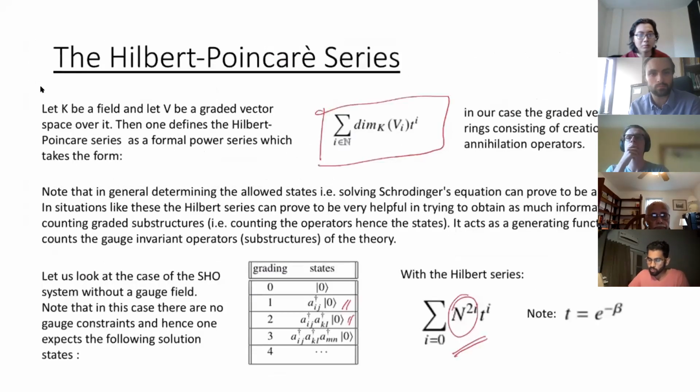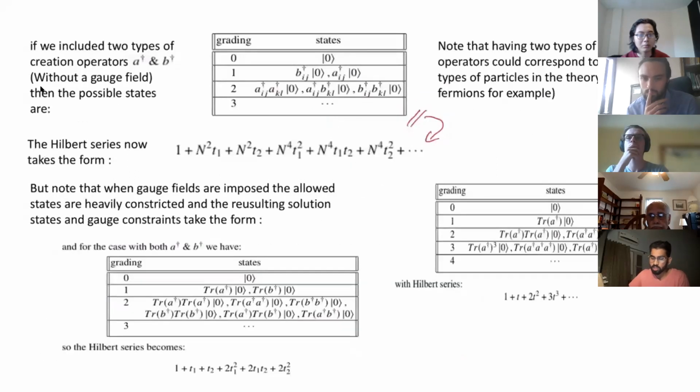So we start off with dimensions going as n to the 2i, but as soon as the gauge constraint is imposed, only traces are possible. There are no longer free indices i, j. So you immediately note how the dimension reduces to 1, 2, and 3 from n to the 2i. We can see a heavy constriction of the allowed solution states. A similar thing happens over here when we have two different types of creation operators, which is what I just listed out here.